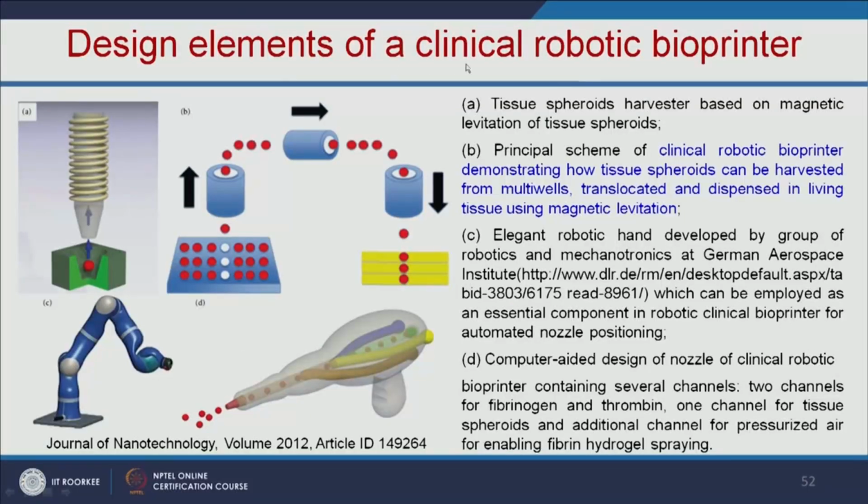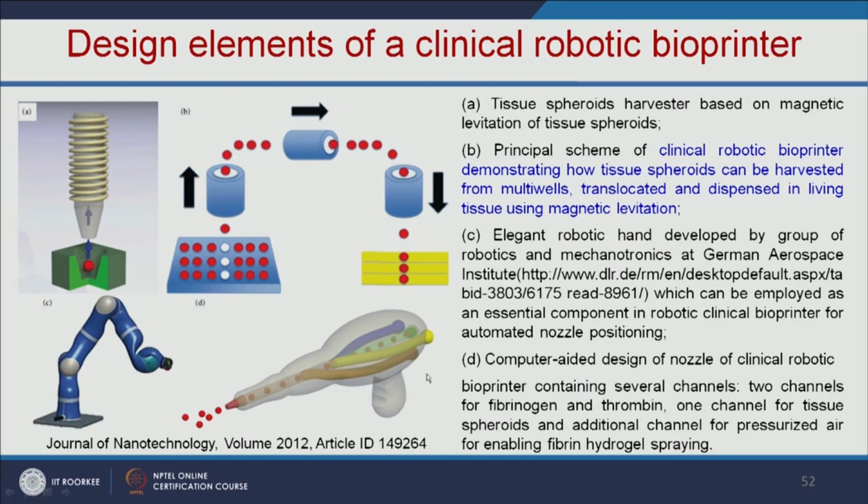So, let us see the design elements of clinical robotic bioprinters. Based on these locky balls we can make a clinical robotic bioprinter. Here, this one is your tissue spheroids harvester. It is based on magnetic levitation of tissue spheroids, and we can use that to make the clinical robotic bioprinter. These tissue spheroids are harvested from the multi wells, and they can be translocated and dispersed into the living tissue using magnetic levitation.